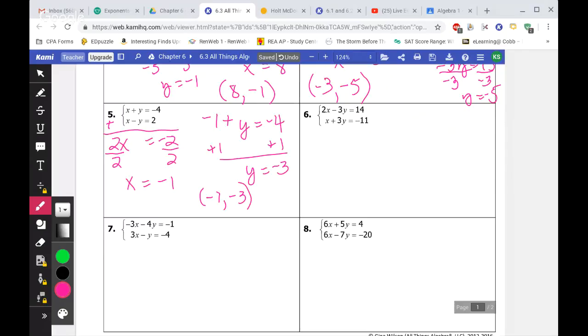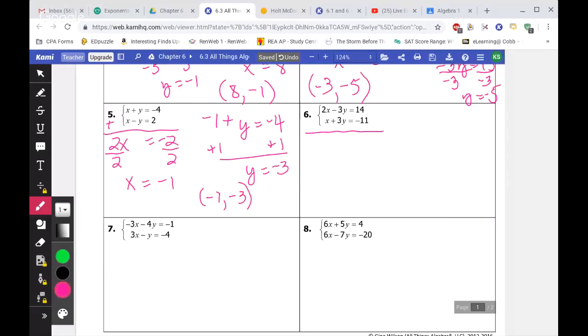Number 6, the matching coefficient on this one is 3, and it's on the y. The term with the matching coefficient. Now we check the signs that precede the matching coefficients, and we see one is negative and one is positive. So when the signs are opposite, you add. So I have 2x plus an x, that's 3x.